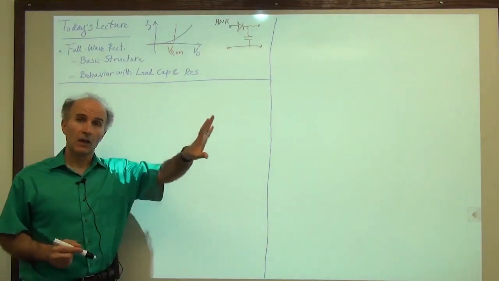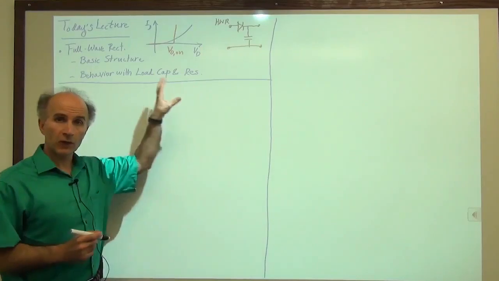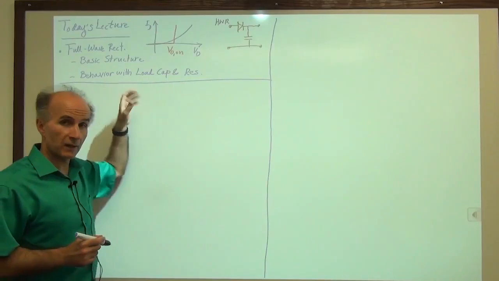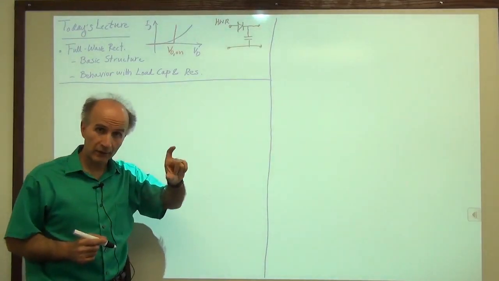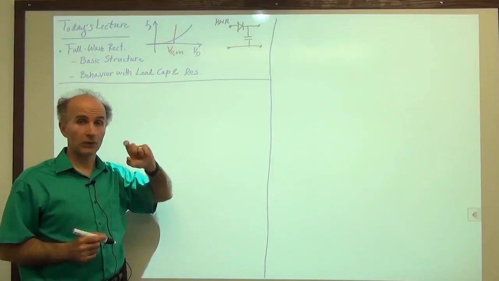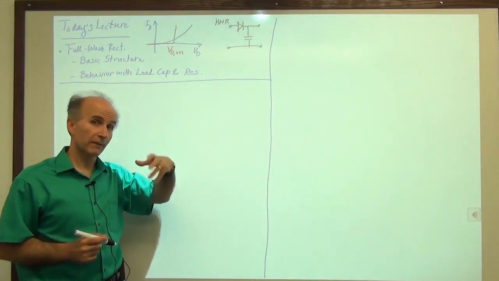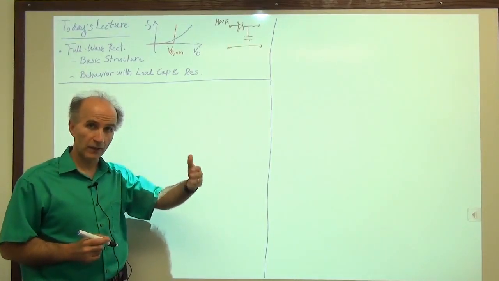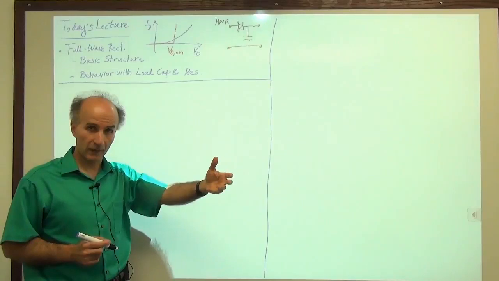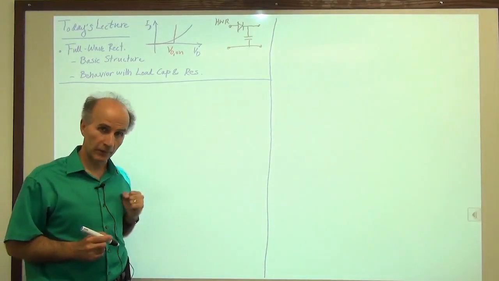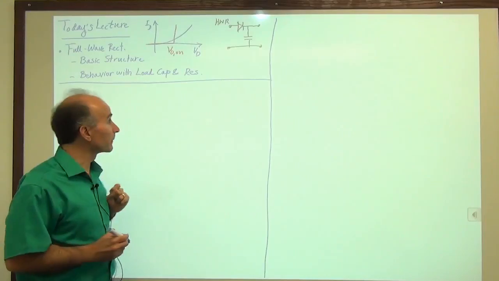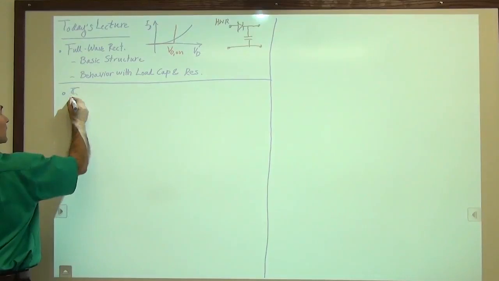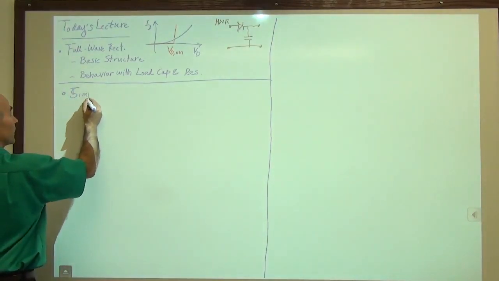So we will repeat all of those analyses for a full wave rectifier as well. We will look at this basic structure and then see what it does when we have only a load resistor. Then we see what happens when it has only a load capacitor, and then what happens if it has a capacitor and a resistor, to model the discharge created by any device that we connect to the output of the full wave rectifier. All right, so let's begin with the full wave. I will call it simple full wave rectifier.